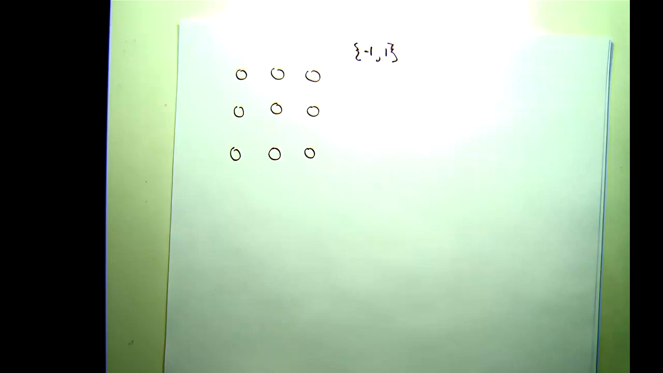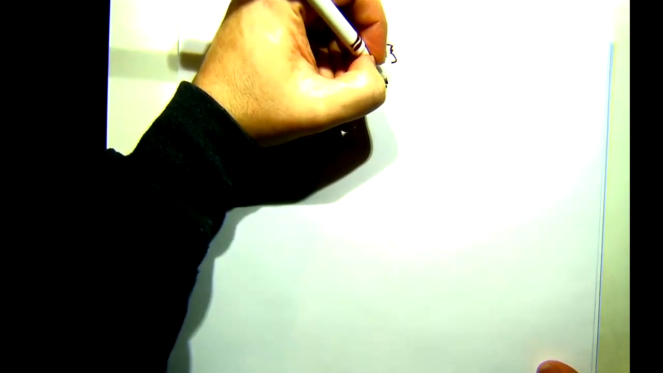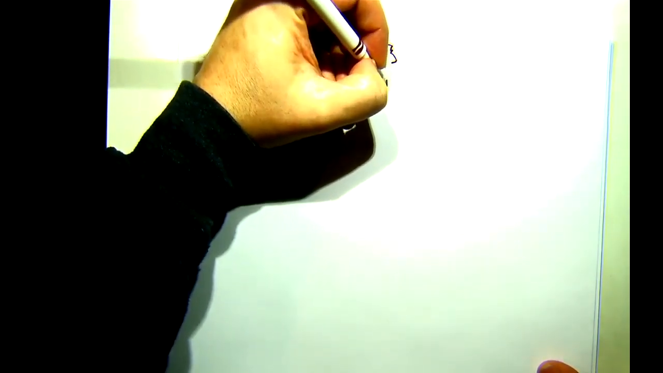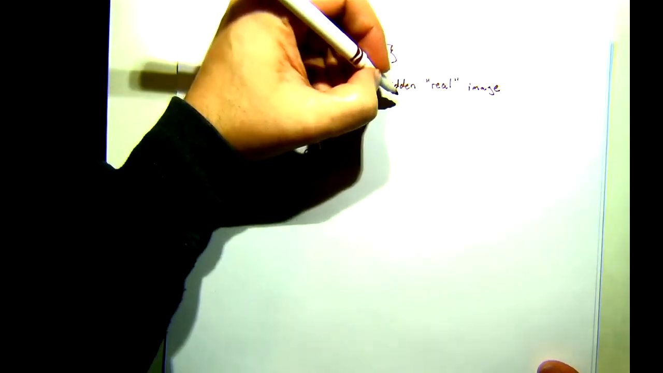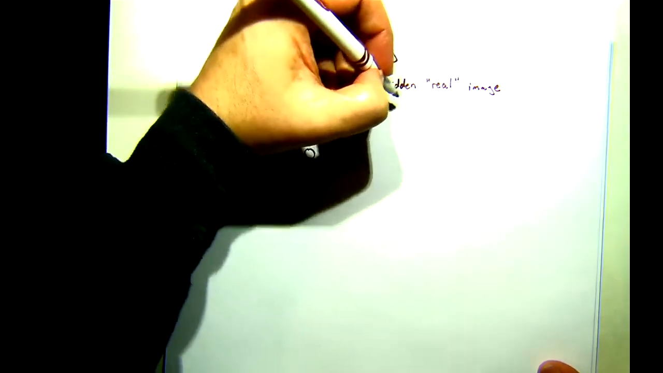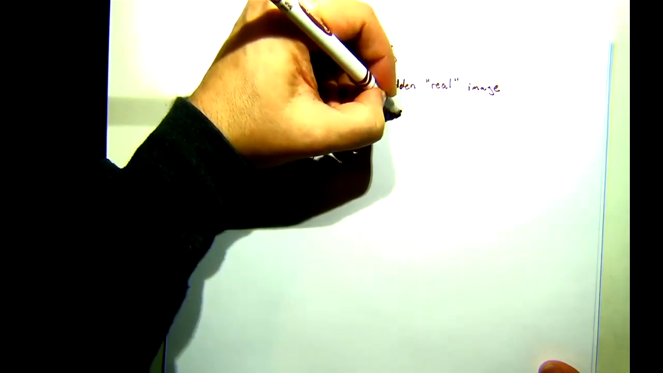And then we're going to have the observed thing. So we're going to have a set of nodes. In this case, they're going to be labeled H, and this is the hidden real image. And then, unfortunately, we're going to have some other variables X, and X is the observed image.